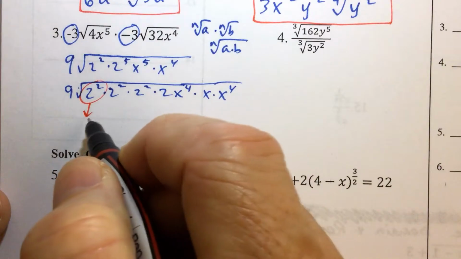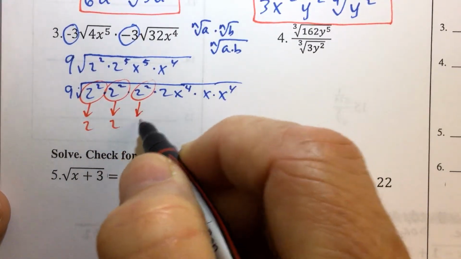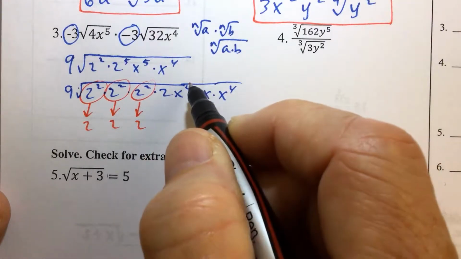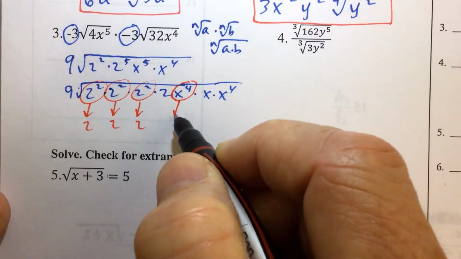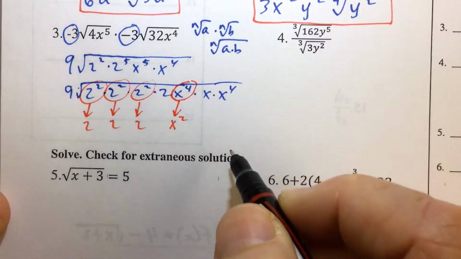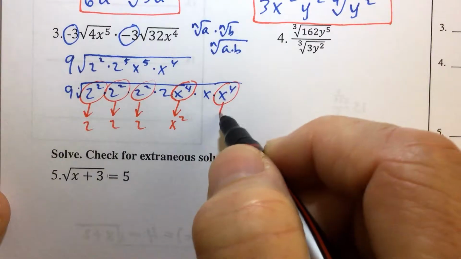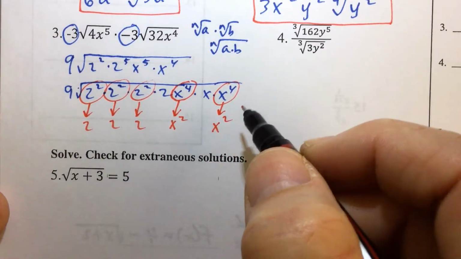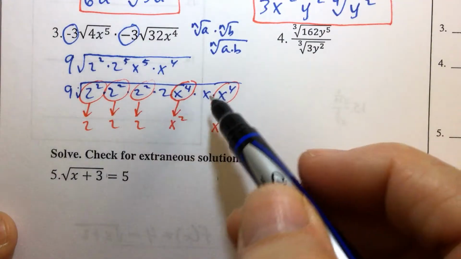So if I have a group of 2 2s, I'd take a 2 out. Another group of 2 2s, another group of 2 2s. Can't take that one out. But here, x to the 4th, well, that's 2 groups of 2 x's. So I get to take an x squared out. And then also for the other x to the 4th, I can take another x squared out. And then again, leaving in there a 2 and an x.